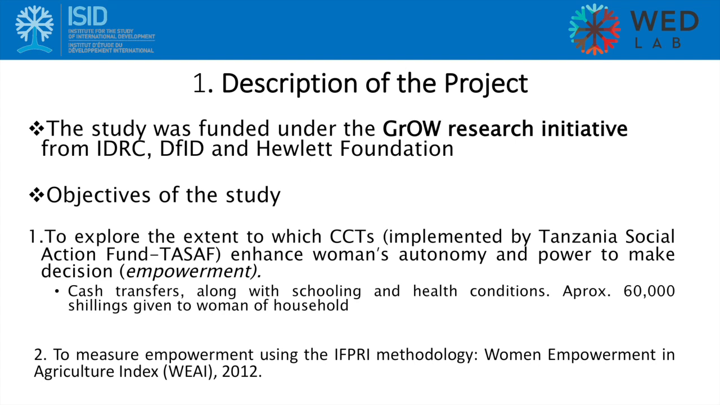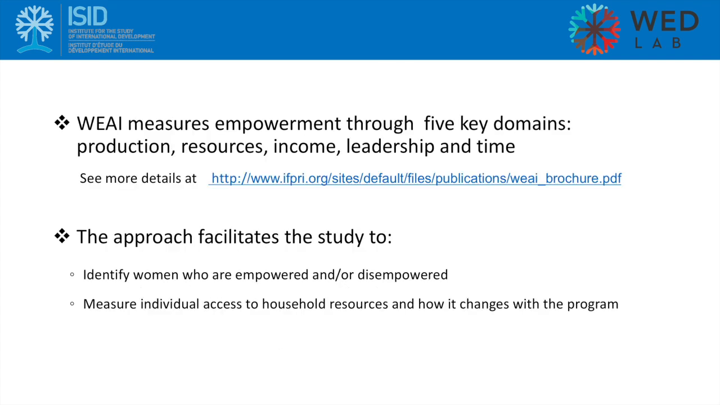And then of course there's the issue about empowerment. How would we measure that? We use the methodology that was developed under the guidance of the International Food Policy Research Institute, IFPRI, as well as researchers from Cornell. It's called the Women's Empowerment in Agriculture Index, or WEAI. So that's how we're going to measure empowerment. The WEAI measures empowerment through 5 dimensions or domains: production, resources, income, leadership, and time. So it's a very aggregate measure.